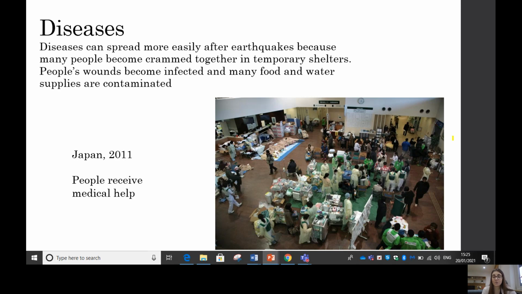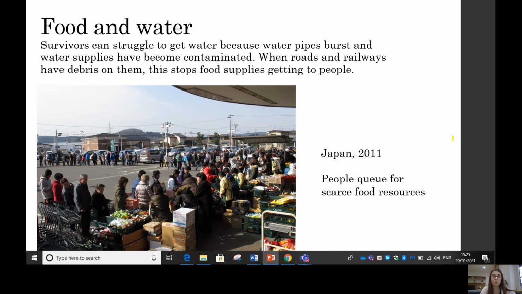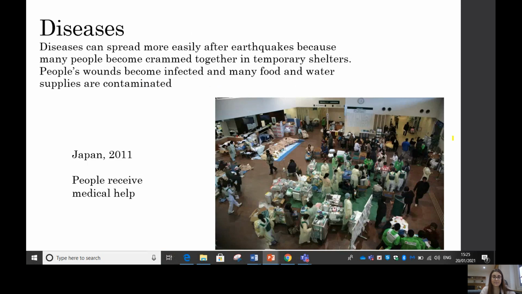So obviously, if your only source of water is contaminated, you might get ill from that, which means that you could possibly contract a disease and maybe spread it to somebody else. So those were our short-term effects of an earthquake. So we had food, water, and diseases.